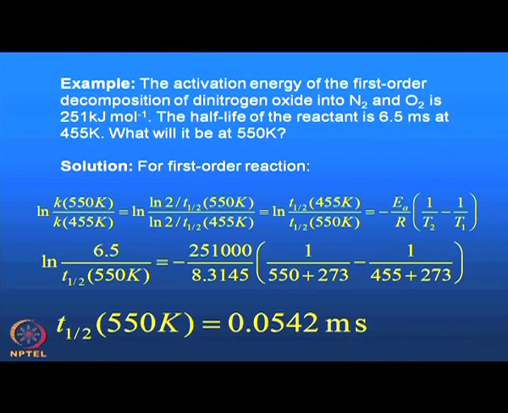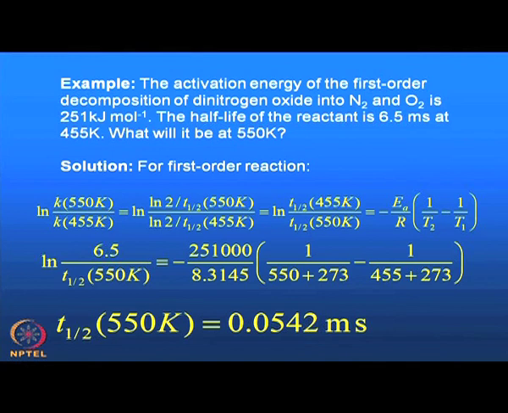Let us have an example: the activation energy of the first order decomposition of dinitrogen oxide into N2 and O2 is 251 kilojoule per mole, and the half life of the reactant, dinitrogen oxide, is 6.5 millisecond at 455 Kelvin. So, what will it be at 550 Kelvin? That means we would like to know the T half value at 550 Kelvin.